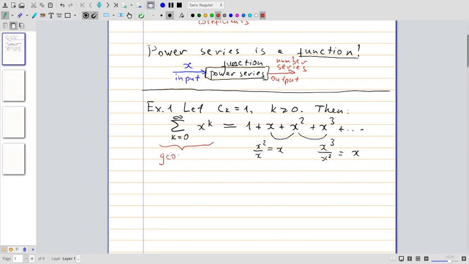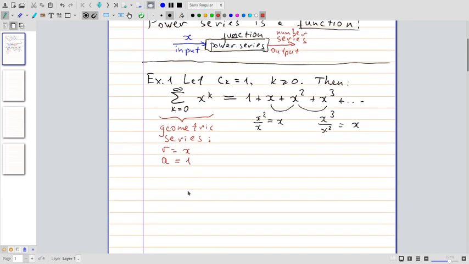And so this geometric series has ratio equal to x, as we just verified, and its first term, which we know is denoted by a for geometric series, is 1. A is 1. So now we can say a lot about this power series. Now it is a geometric series. It has the ratio equal to x. We can say a couple of things.